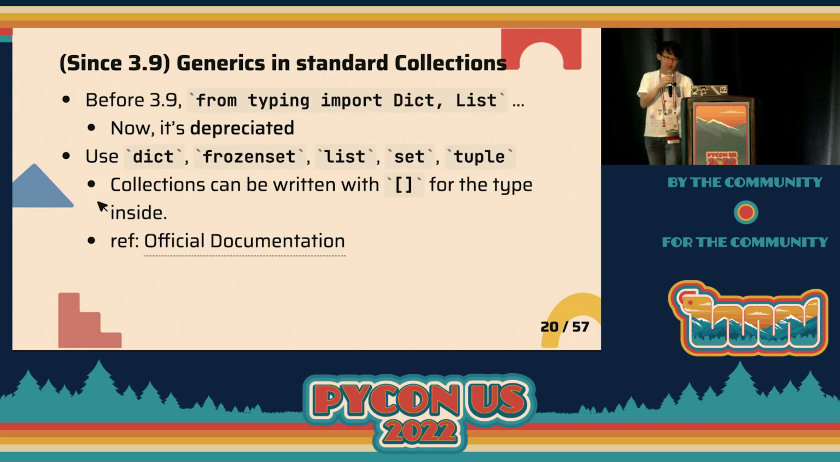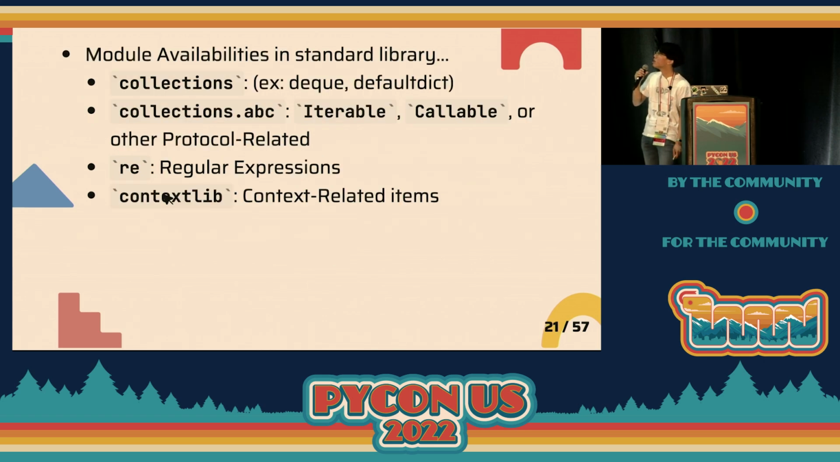Since 3.9, the uppercase versions in typing are deprecated, so you can use the collections without import. Before 3.9, you had to write that import statement, but now it's deprecated. So you may use dict or list starting with a small case. These collections can be written with square brackets for the type inside. And okay, other modules are available in the standard library.